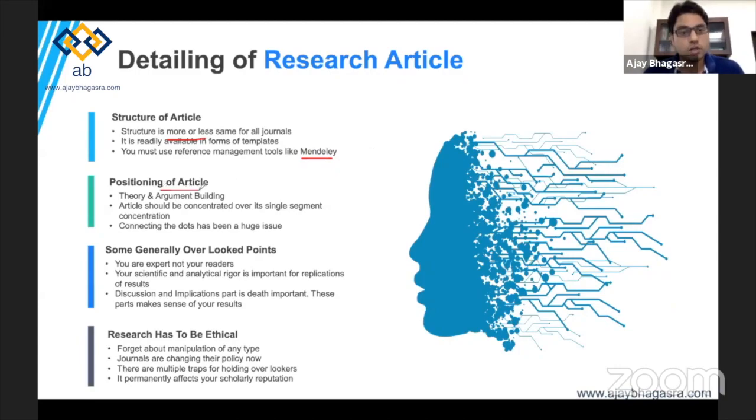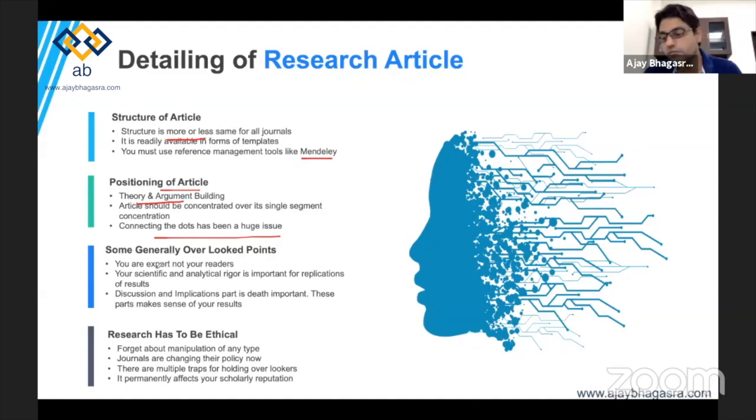Positioning of the article is very important. I will spend some time on this. Then theory and argument building. This is where most of us fail, and we don't make it to these journals. Connecting the dots has been a big, big issue. I would speak on that. And then I would talk about some generally overlooked points.